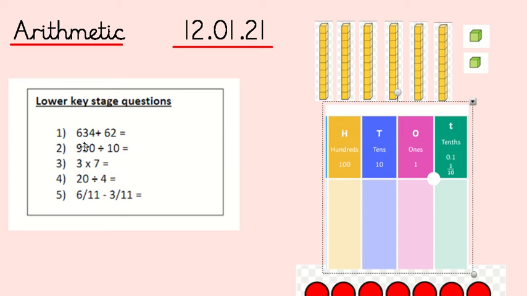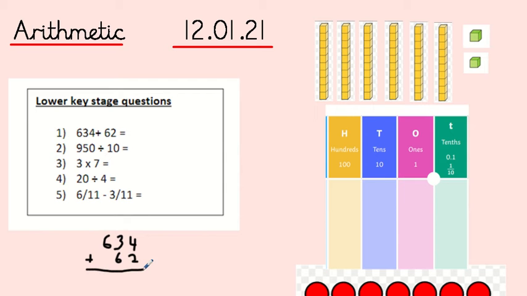634 add 62. Now there are two different methods you could use for this question. Some of you may have used the formal written method or column addition. And while that's perfectly acceptable and it will give you the correct answer, is there more of an efficient method that you can use? Have a look carefully at the numbers again. I think I could probably do this one mentally.